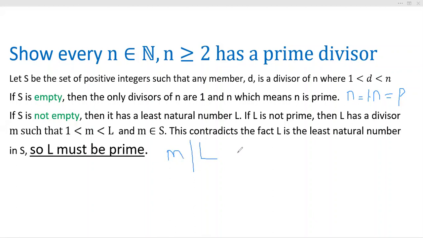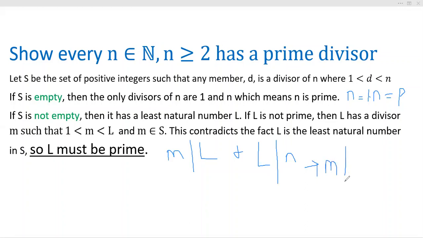And we also know that L divides N, right? And division is what they call transitive. If M is a factor of L and L is a factor of N, that would imply that M divides N, right?